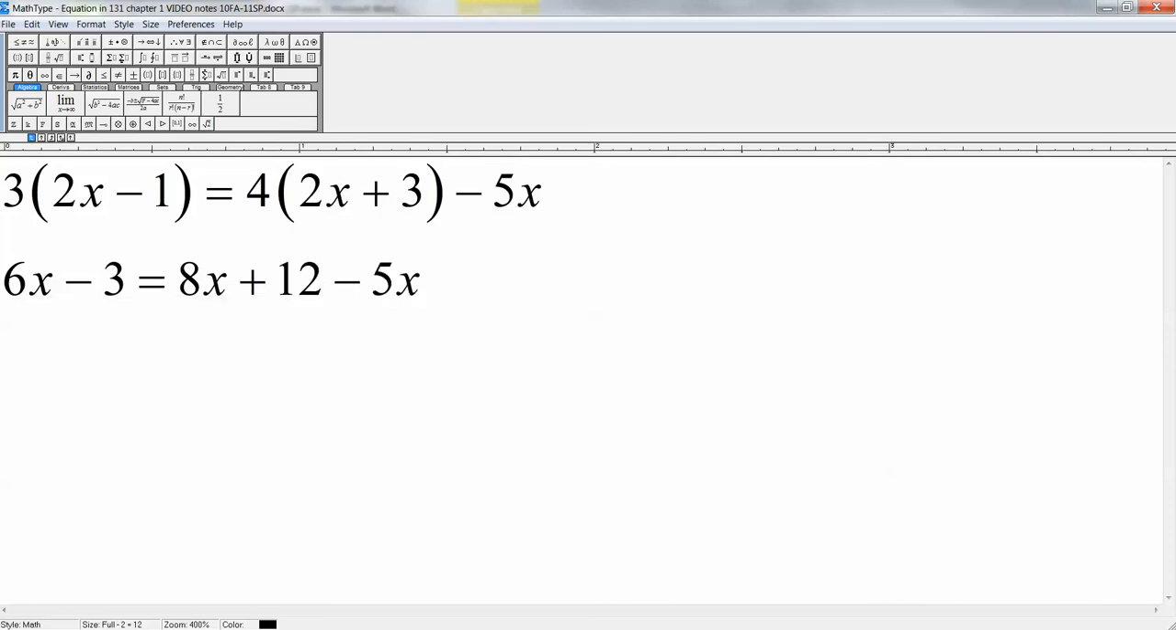minus 5x. Now, to clean up your life, it would help if you combine some like terms over here, because the 8x take away 5x. These two pieces right here combine to make 3x plus 12. All right, now at this point, what you want to do is get the 3x over to the other side, right? You want to combine the 3x with that 6x. So I'm going to minus 3x from both sides.